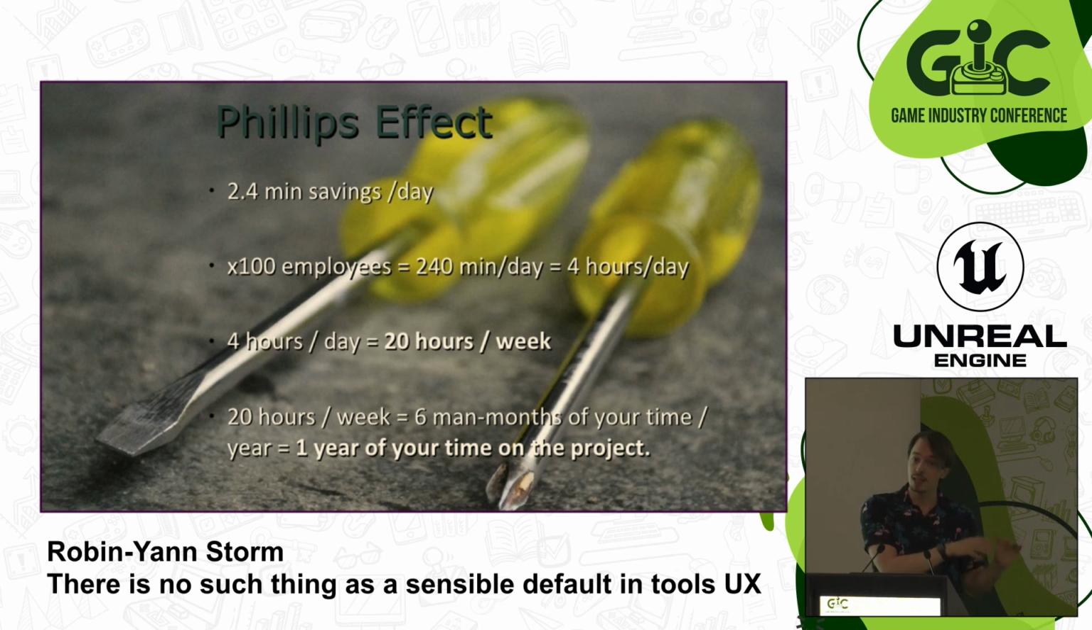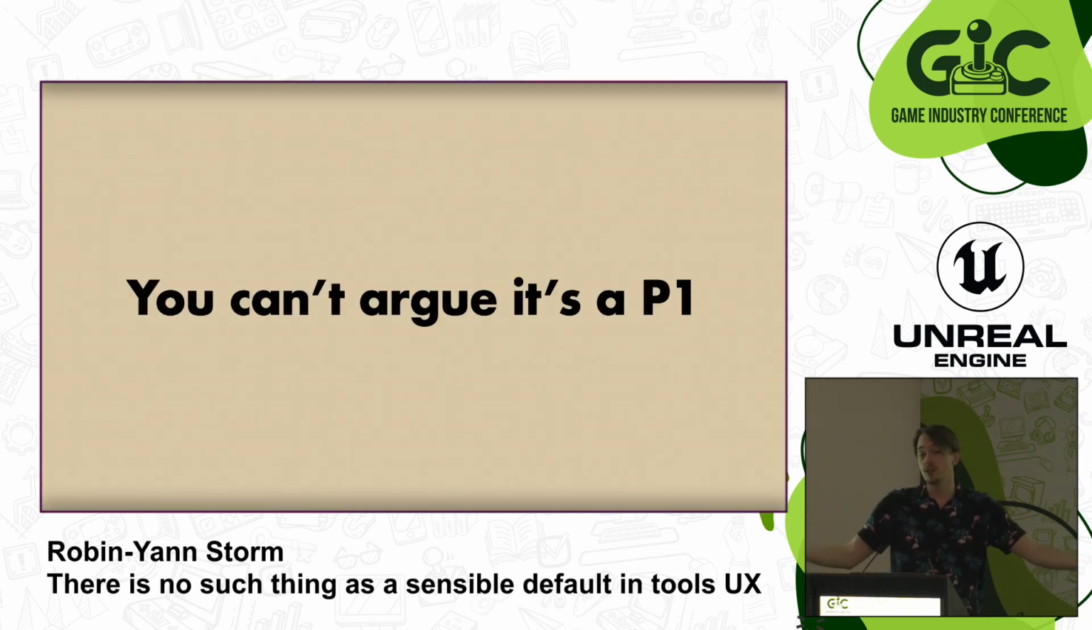So yes, it takes a little bit of effort to make things editable, but if you don't do it, you're going to lose a lot of time and effort as well. Of course, another argument is, well, you can't argue it's a P1. P1 is often argued as, well, it's not critical for workflow. You can do the work. It's possible to do the work.